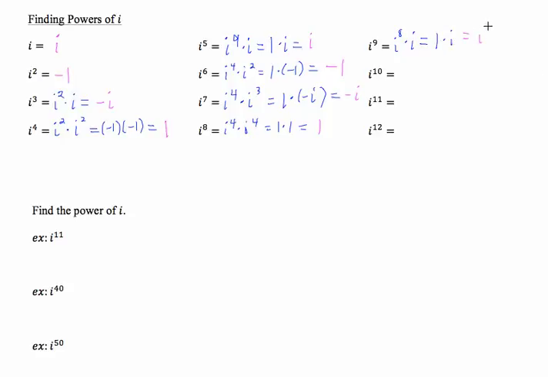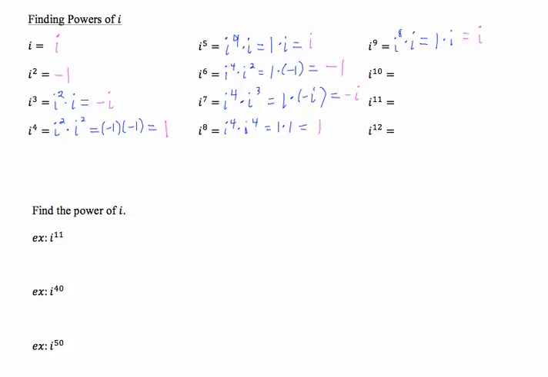Basically every fourth power is i. i to the first, i to the fifth, i to the ninth. If we added another 4 onto this number, notice the exponent is just increasing by 4 every time, we would have i to the 13th. It would also be i. Add 4 more onto 13, you get 17. So i to the 17th would also be i. And so on from there.